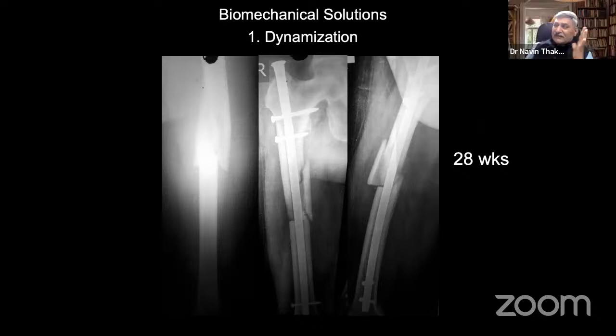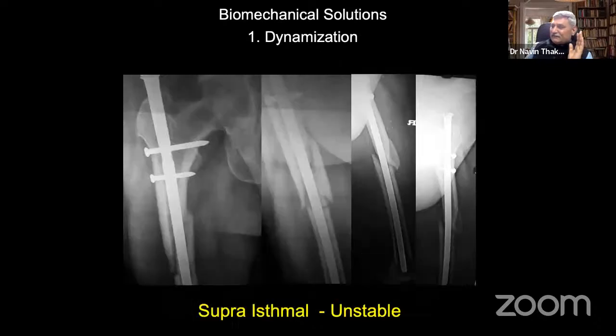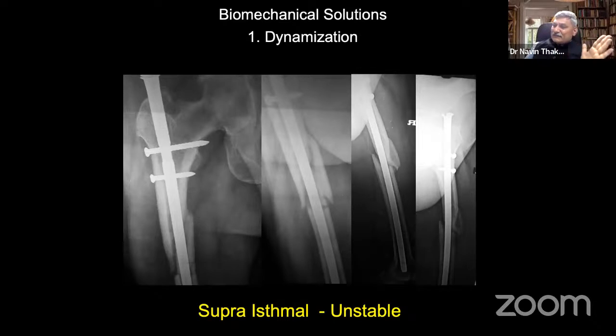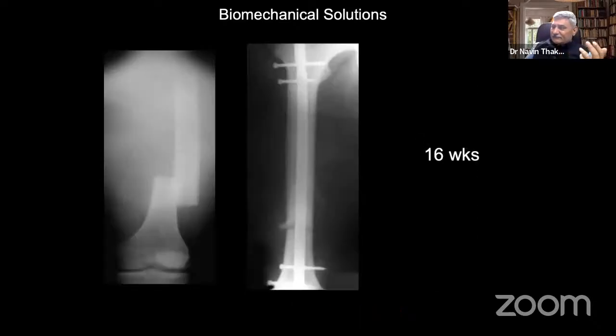You have said that at the cost of stability, you cannot do dynamization. That is the principle. So here the surgeon did the dynamization by removing both the screws from the distal, and it was an unstable fracture, and it is going for non-union. We revised it with the nail and the plate.